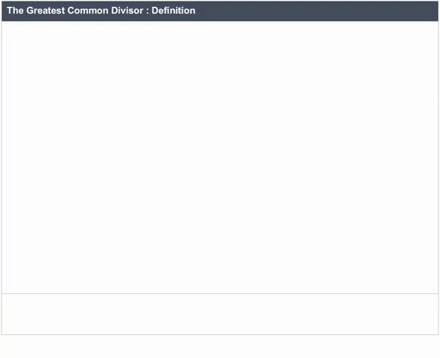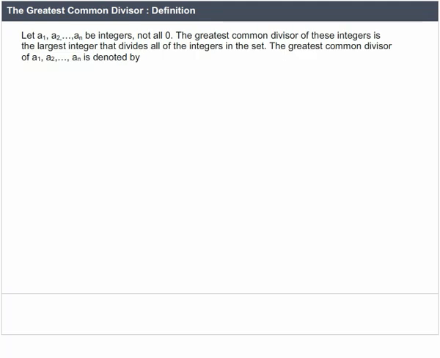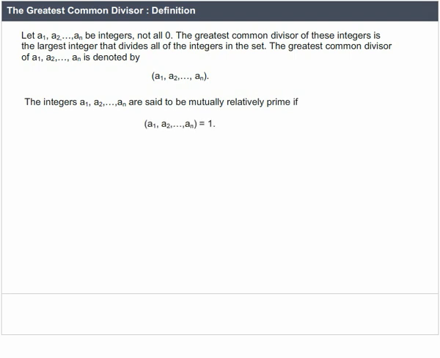The greatest common divisor. Definition. Let a1, a2, etc. an be integers, not all 0. The greatest common divisor of these integers is the largest integer that divides all the integers in the set. The greatest common divisor of a1, a2, etc. an is denoted by (a1, a2, etc. an). The integers a1, a2, etc. an are said to be mutually relatively prime if (a1, a2, etc. an) equals 1.